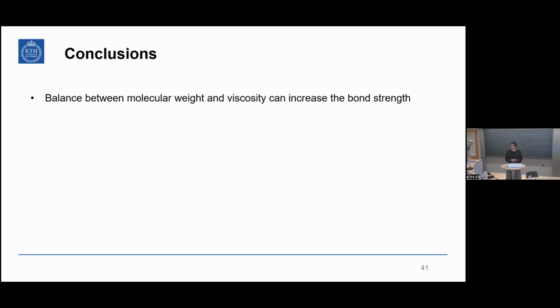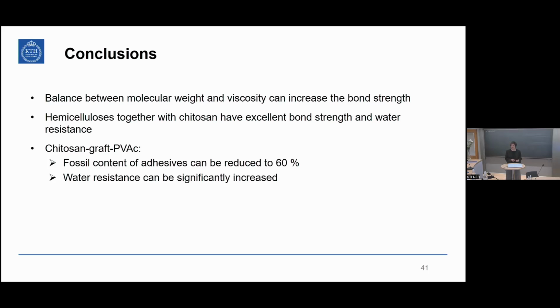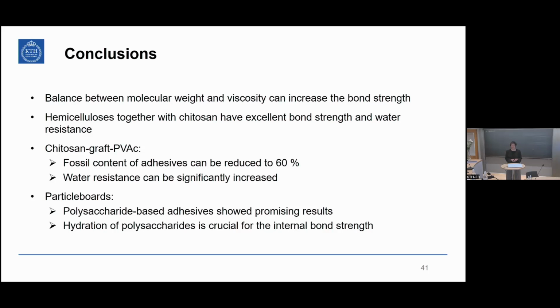And to conclude the presentation today, polysaccharide-based adhesives show promising results, but it's very important to find a balance between molecular weight and viscosity, because that can increase the bond strength. Hemicelluloses, together with chitosan, have excellent bond strength and water resistance. When we use chitosan in polyvinyl acetate-based adhesives, we can reduce the fossil content by at least 60%, and the water resistance of these adhesives is increased. And particle boards with polysaccharide-based adhesives show promising results, but the hydration of polysaccharides is crucial for their strength.